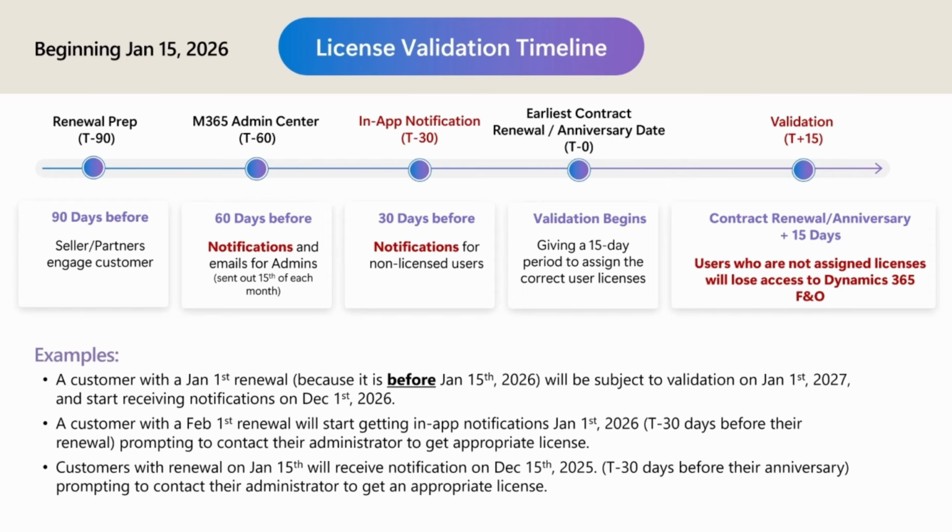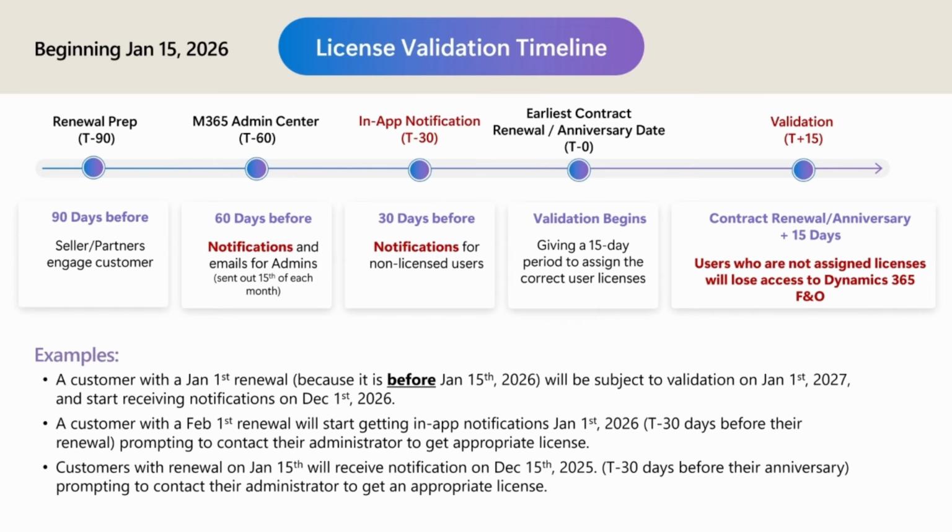I also want to call out there could be customers who may have multiple contracts with Microsoft, through CSP, enterprise agreements, or LSPs, however it is. But we will be looking at the earliest contract renewal or anniversary dates starting January 15th, 2026. So what if you have a customer whose renewal is January 1st, 2026, or maybe January 14th, 2026? They will be subject to validation. If it's on January 1st, 2026, then the validation will be in place almost a year later, January 1st, 2027.